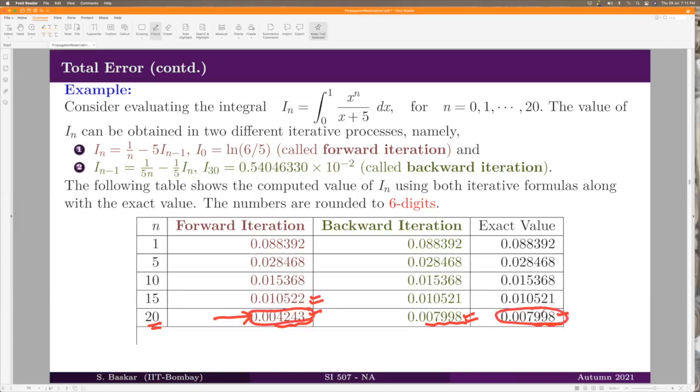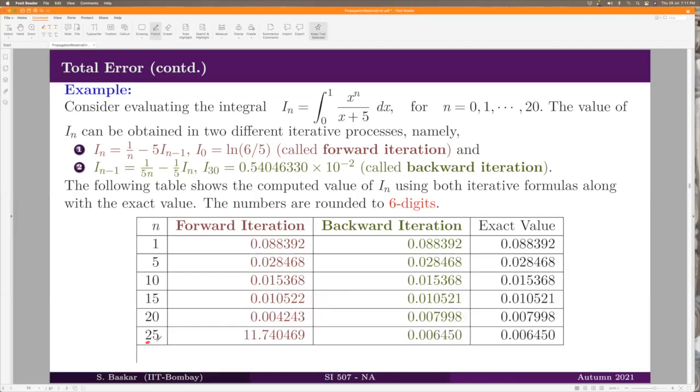Let me go further and find I25. The forward iteration value is something like 11.74, whereas the exact value is something close to 10 to the power of minus 2, a very small number, whereas the forward iteration gave a very big number. Now let me go to 30. You can see that the forward iteration gave you something which is nowhere near the exact value.